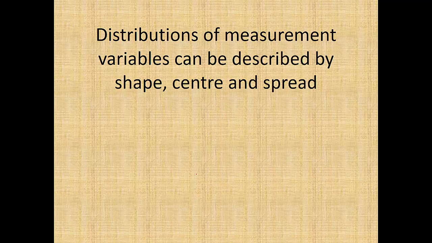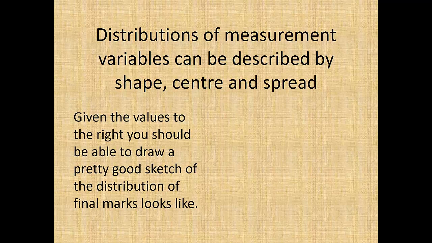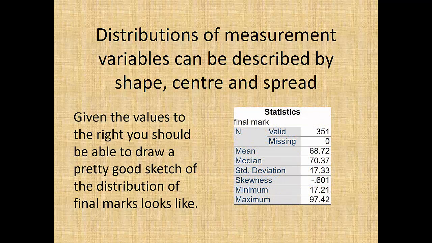Distributions of measurement variables can be described by shape, center, and spread. Keyword is can be. Given the values to the right, you should be able to draw a pretty good sketch of what the distribution of the final marks would look like. So we have a mean of 68. We have a median of 70. We have skewness, negative 0.6. So they would look roughly something like that, right? With a maximum of 97. So this would be 97 here.